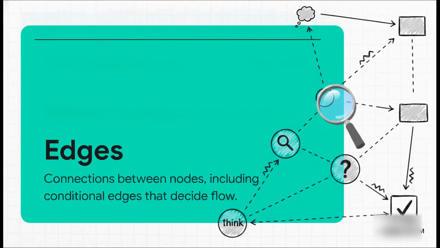Next, we have edges. If nodes are the steps, edges are the connections that dictate the flow between them. So from a think node, you move along an edge over to a search node. But the absolute secret sauce of Langgraph? Conditional edges. This is what gives the agent its dynamic decision-making superpower. A conditional edge lets the agent literally check its current progress and dynamically route itself. It can choose to loop back and try another tool, or just stop and deliver the final answer.